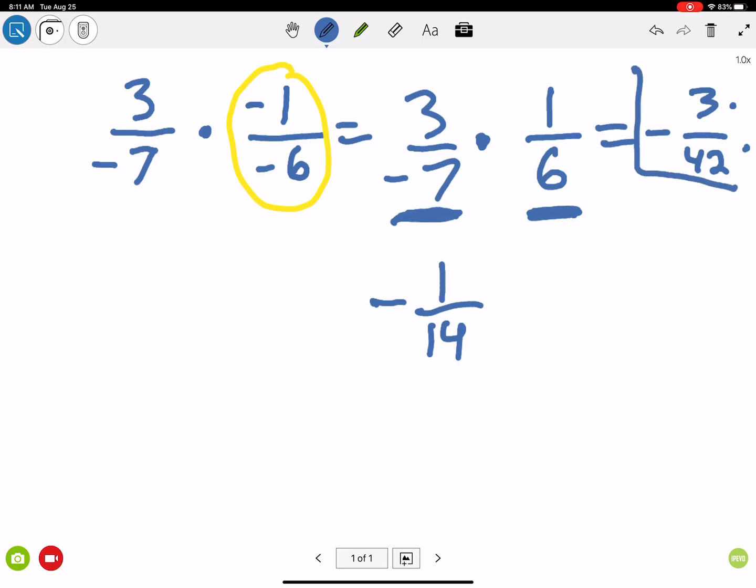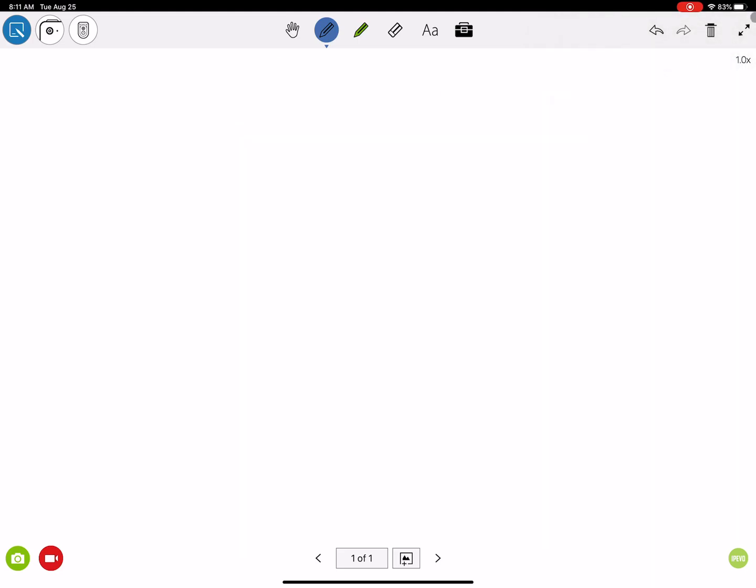So whether you gave me this answer or you gave me this answer, same thing. All right, let's do one or two more problems. This time we're going to do division. Hopefully you remember how to divide fractions.